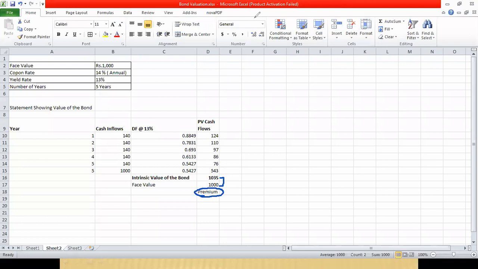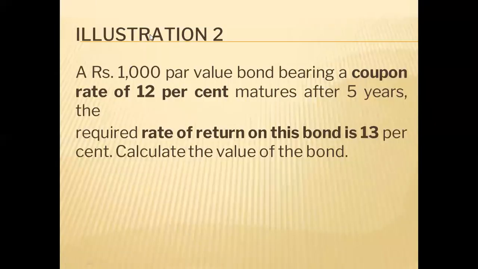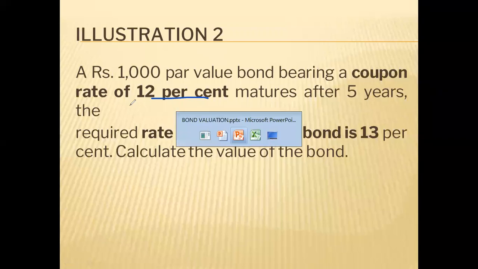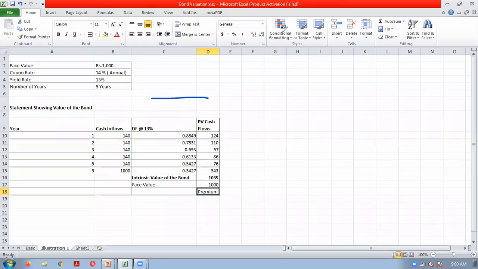So this is the first illustration we have seen. What is our coupon rate? 14%. Yield rate is 13%. Now the next illustration we will do the same way. Here the only difference is that we have changed the coupon rate to 12% instead of 14%. So we will try to solve this illustration.